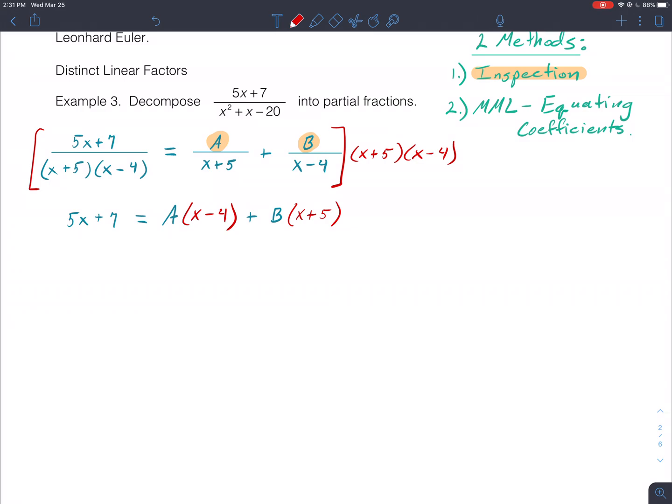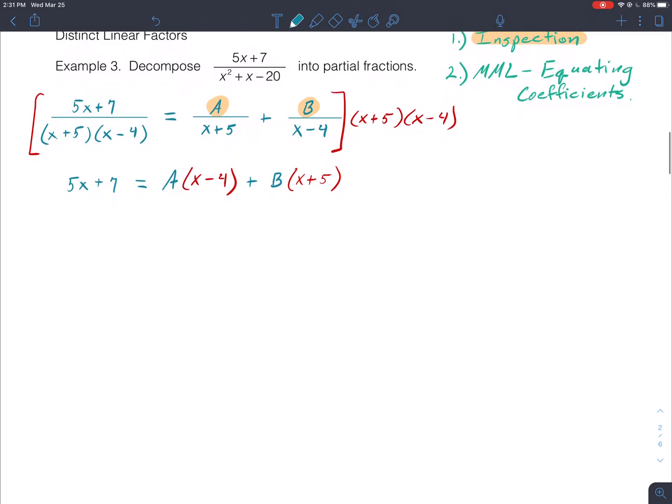This is where our two methods come in. The first method is called inspection. I'm going to split my screen here, and I'm going to show you both. All right, this first one is inspection.